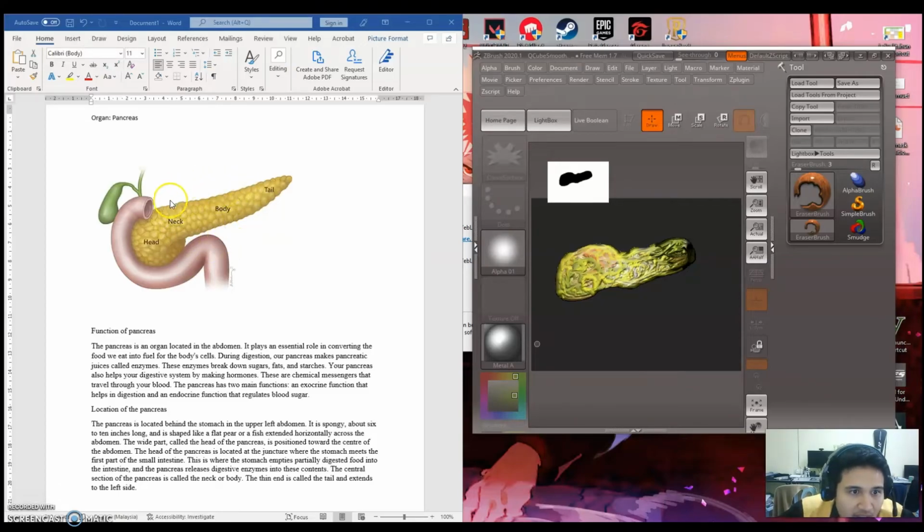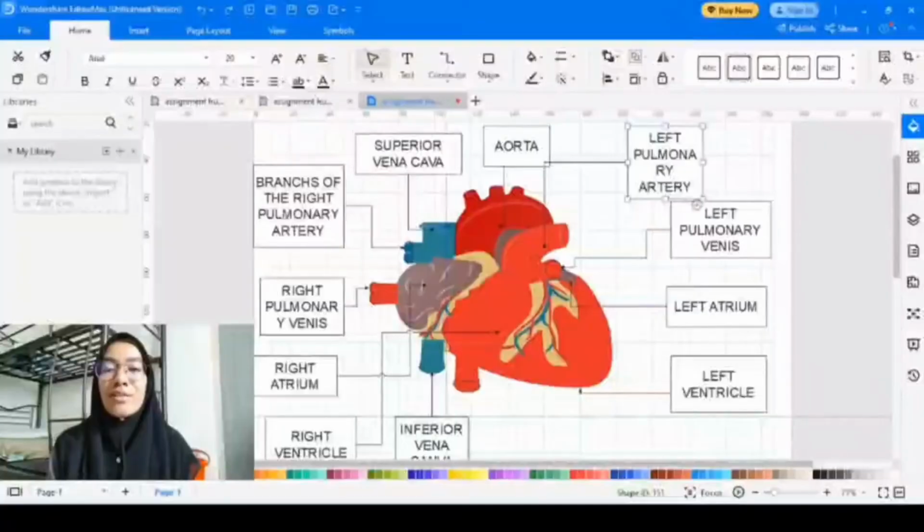The neck and the body are positioned horizontally but joined together. And the last one is called the tail. The thin end is called the tail and extends to the left side. So that's all from me. Thank you. Assalamualaikum warahmatullahi wabarakatuh.